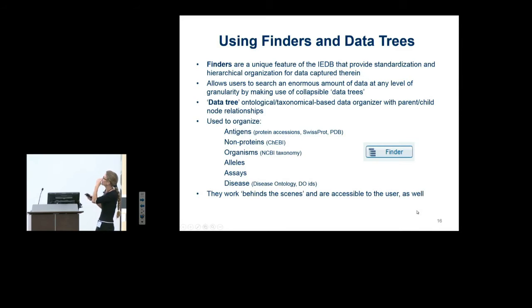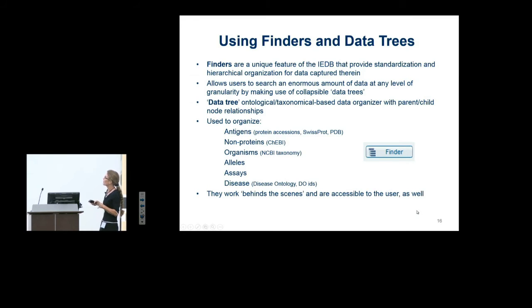Finders are a unique feature of the IEDB that provide a standardization and hierarchical organization for the data captured therein. What it does is allow the user to get at the enormous volume of data in there in a very searchable format, and it allows you to do it at any level. We use the word granularity, but there's a high level of granularity, so you can search at any single level. You can search by the epitope, by the assay, by the monoclonal antibody name, by the author, by the reference, PubMed ID. There's a tremendous number of avenues to get at the data, and it's because we have it very well organized in these trees that Randy showed you.